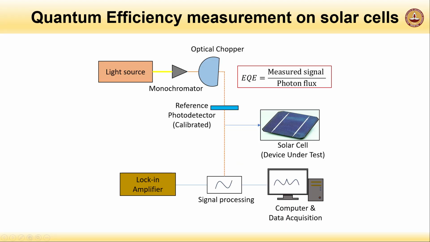The working of an EQE measurement system can be briefly described as follows. Light from a broadband light source passes through a monochromator to isolate a single wavelength. This monochromatic light is directed to a solar cell, generating a small photocurrent. A reference photodetector measures the intensity of the incident light, while a lock-in amplifier extracts the photocurrent signal with high sensitivity. The computer then calculates the EQE by comparing the measured photocurrent to the photon flux at each wavelength. This process is repeated across the spectrum to map the solar cell's EQE.